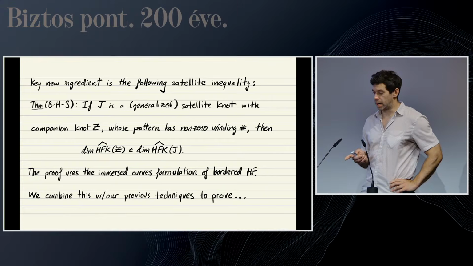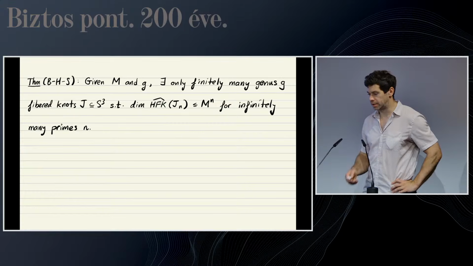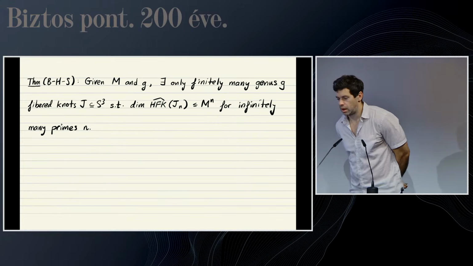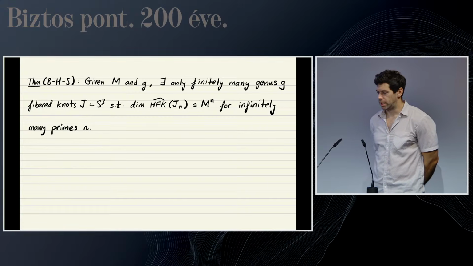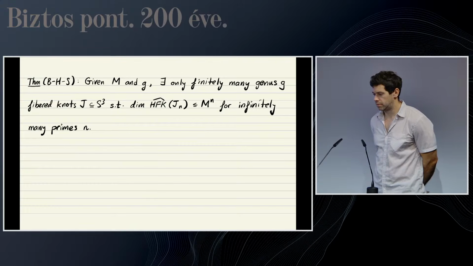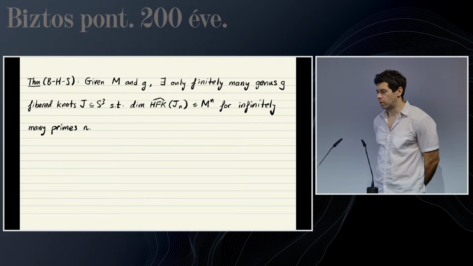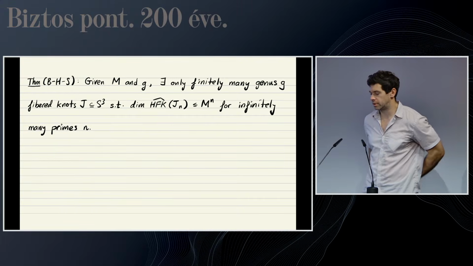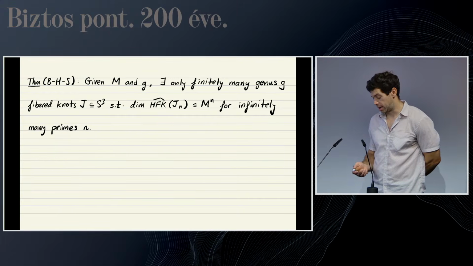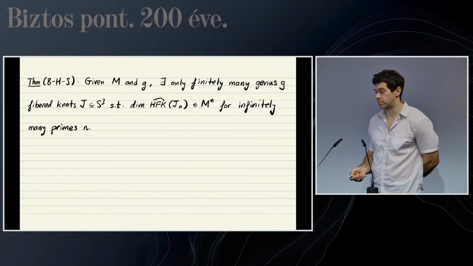So then we combine this satellite inequality with the things that I had described earlier to prove this technical theorem. Okay. So it's a little bit much to digest, but what it says is if I fix a number m and g is going to stand for genus, then there are only finitely many genus g fibered knots in the 3-sphere, so that the dimension of knot Floer homology of their lifts is bounded above by this exponential with base m for infinitely many primes n. Okay.